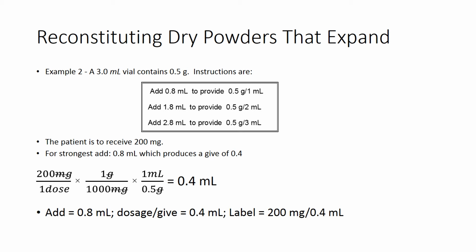So we've added 0.8 mL of water as part of our reconstitution. Our dosage per give now is 0.4 mL. Remember, we just calculated our dosage as 0.4 mL. But our label is that we're going to have 200 milligrams of the active ingredient for every 0.4 mL.